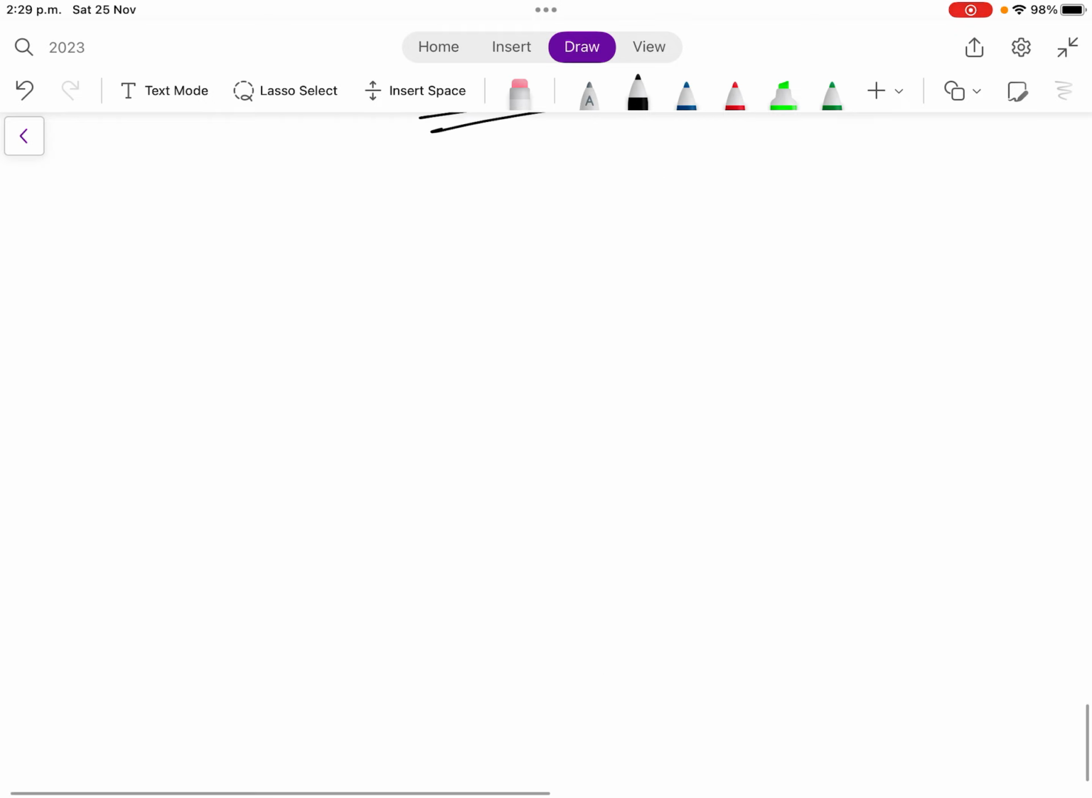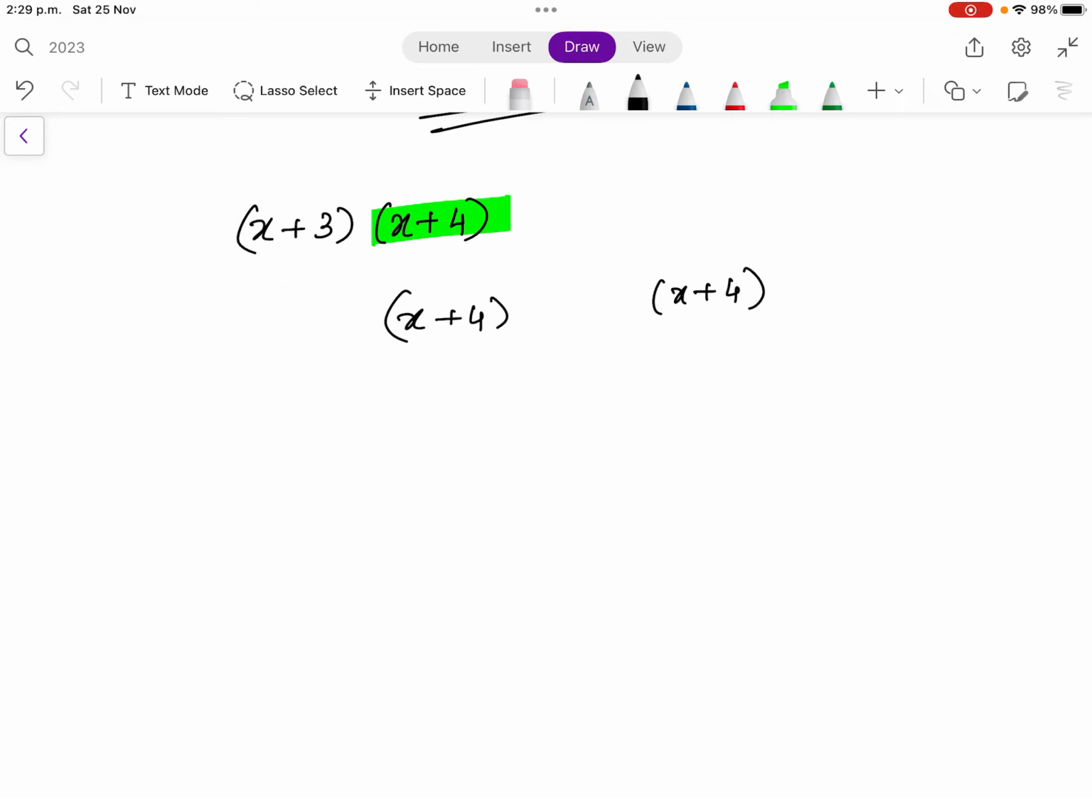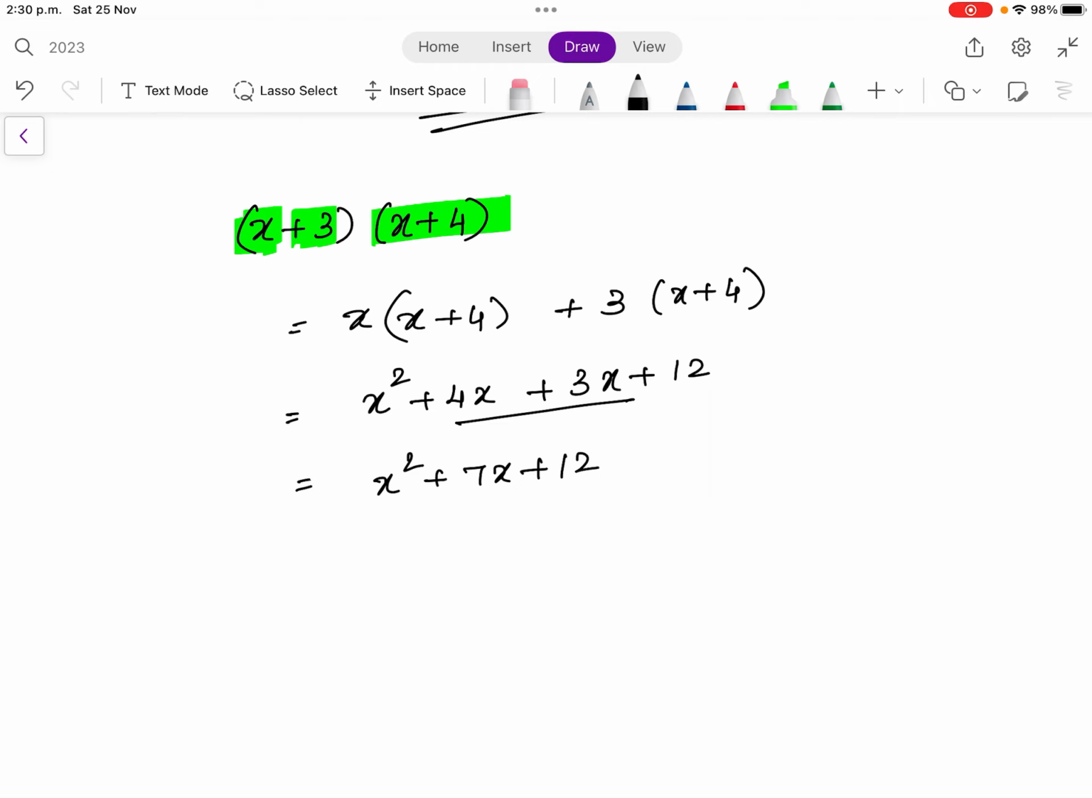I'll explain one more: (x + 3) times (x + 4). Initially, I take the second one and write it two times a bit apart like this. Then I take the first one and write it near the first bracket. And then I take the second part including the sign and write it like this. Then you simplify it. So it is x square plus 4x plus 3x plus 12. Then you simplify the like terms, so that is x square plus 7x plus 12.